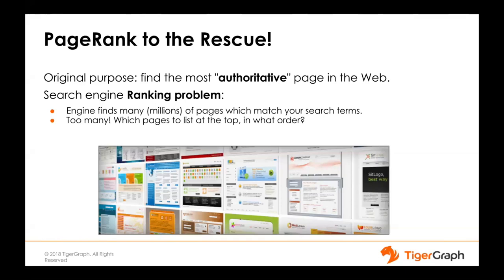But if it's a long list of matches, which ones go at the top? And you know, the whole field of search engine optimization has grown around this, making sure you get selected and making sure you're placed near the top. So that's the ranking problem. Which ones do you put towards the top?